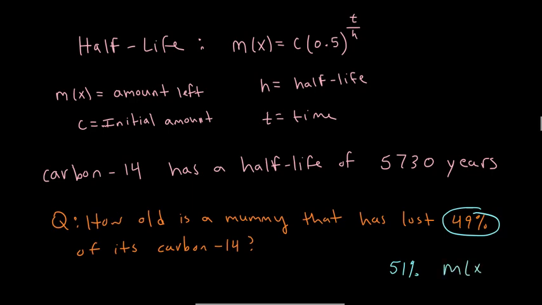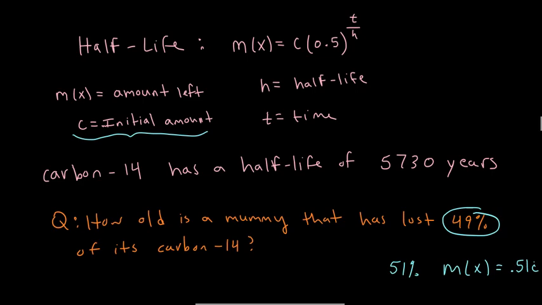then the amount of carbon that it still has is 0.51 times c, if you will, whatever the initial amount was. C being like the initial amount of carbon. And so when you're looking at a half-life problem that says something like, I lost 49% of my materials or whatever, you want to think about the flip side. How much is remaining? That means 0.51 is still remaining.